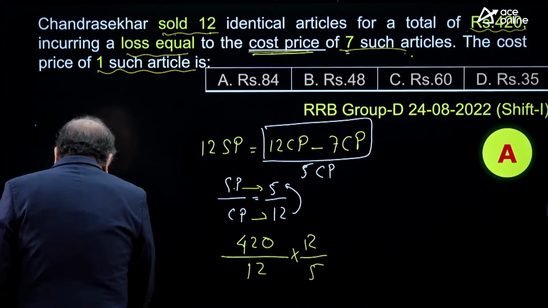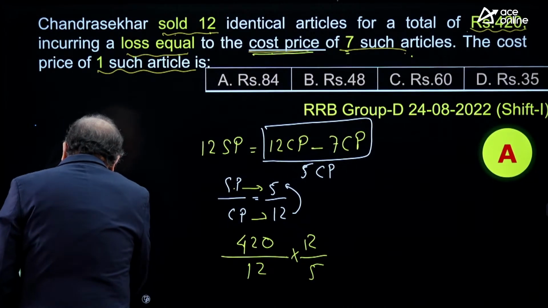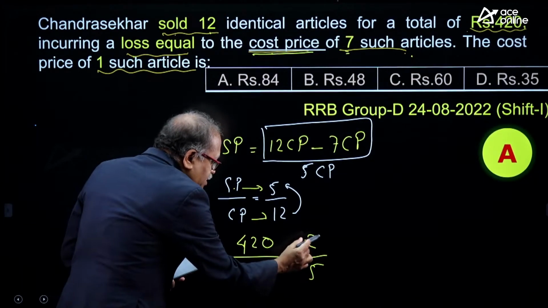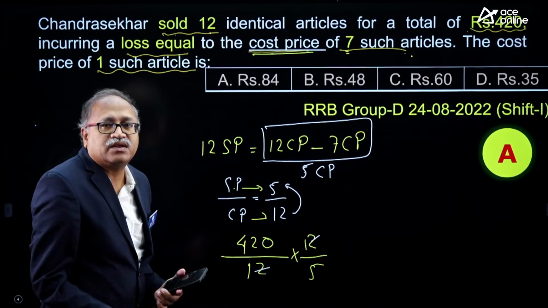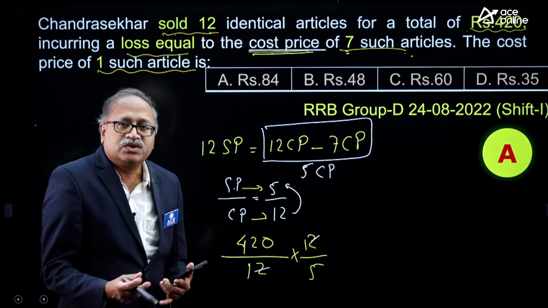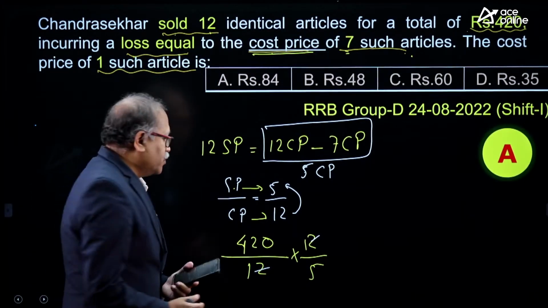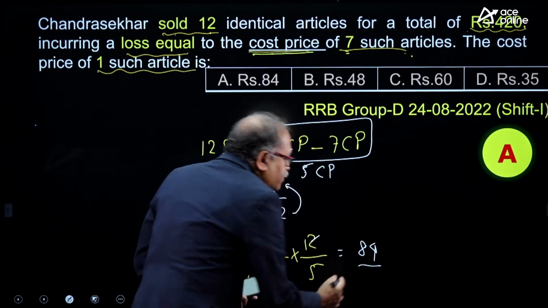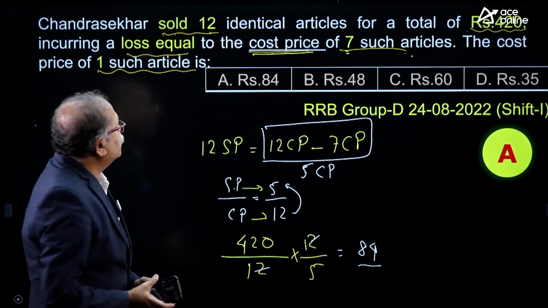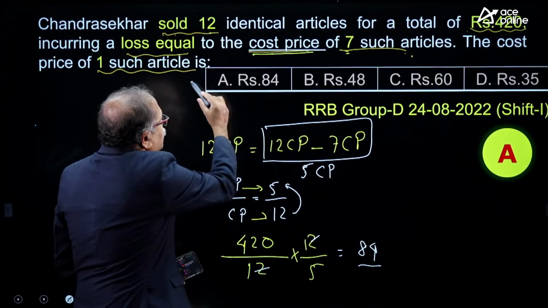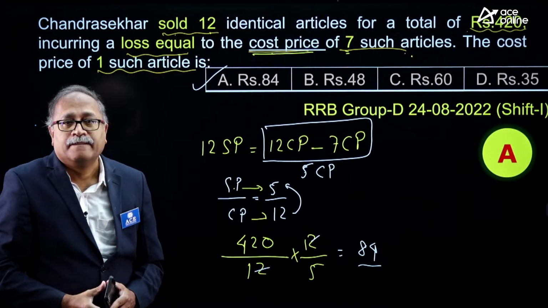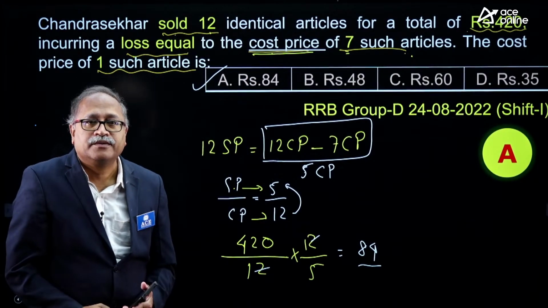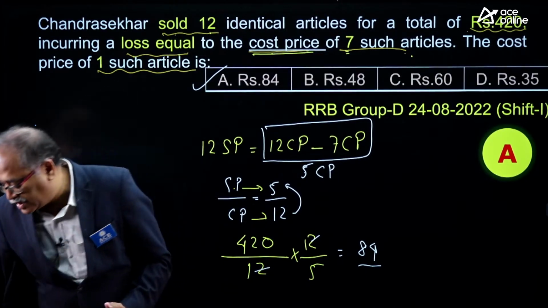So, the rest is a small calculation here, my young friends. This 12 gets cancelled, 420 divided by 5. So, that is 84. So, my answer has to be: the cost price of each article is 84. Do we have 84? Option A. That's all. The next question on the board is this.